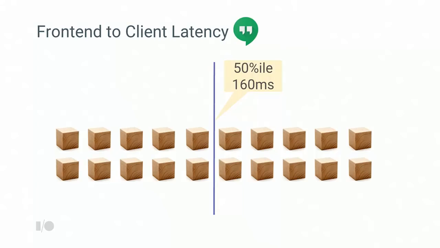So 50 percentile latency from the front end of FCM to the client is 160 milliseconds, which is pretty low. 80 percentile latency is 348 milliseconds. We chose 80 percentile here because wireless and mobile networks tend to have a lot of variability in performance, and we felt that 80 percentile latency was representative of a well-behaved network's performance.